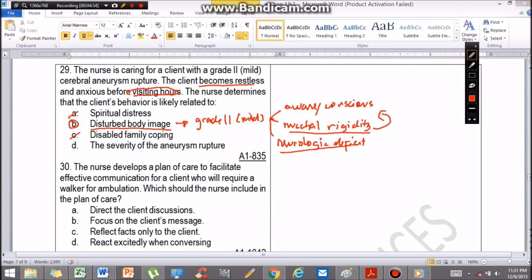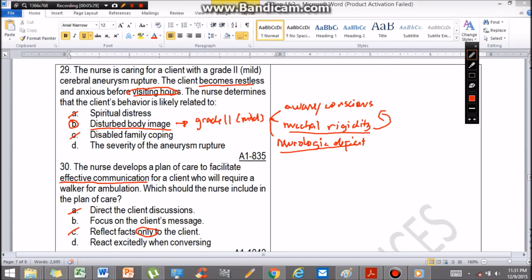Next, number 30. The nurse develops a plan of care to facilitate effective communication for a client who will require a walker for ambulation. Which should the nurse include in the plan of care? The issue in this question is that you want to develop effective communication. So which among the four will provide effective communication? Eliminate A. Directing the client's discussion will not be effective. Okay. Next, eliminate C because of the word only. Remember, absolute words are wrong all the time.